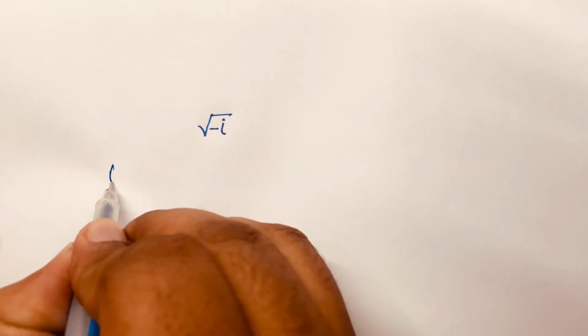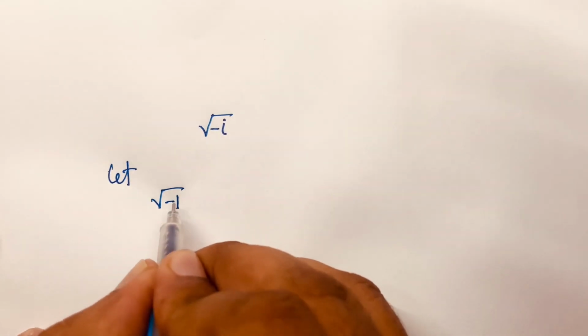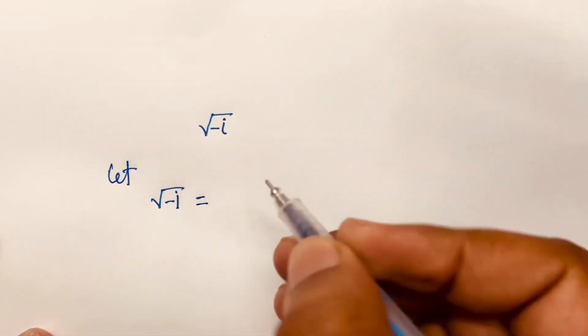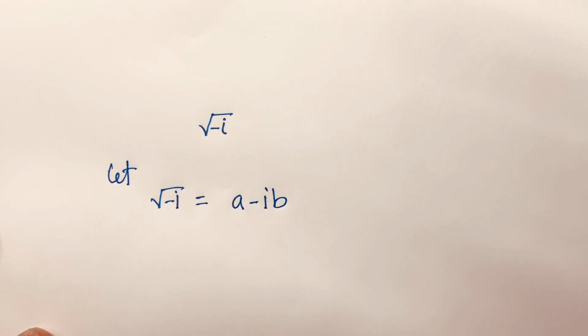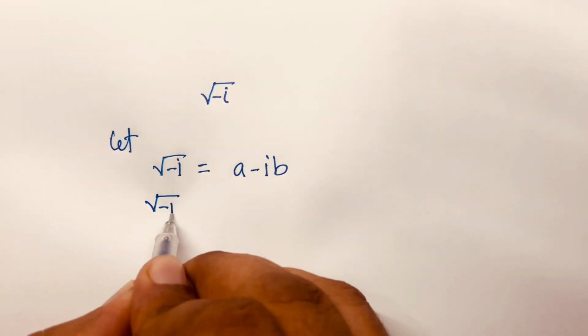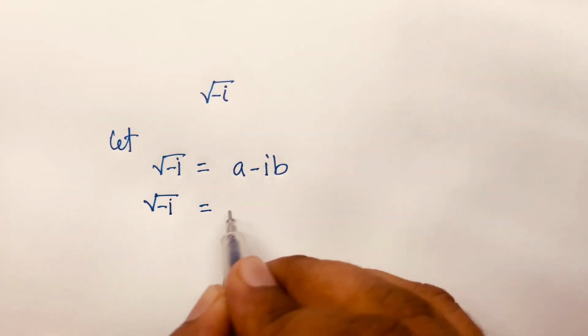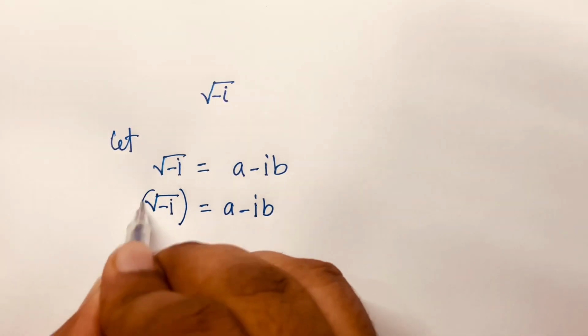How to solve the square root of minus i. First of all, let the square root of minus i be equal to a minus ib. Then I can say the square root of minus i is equal to a minus ib. I take the square of both sides.